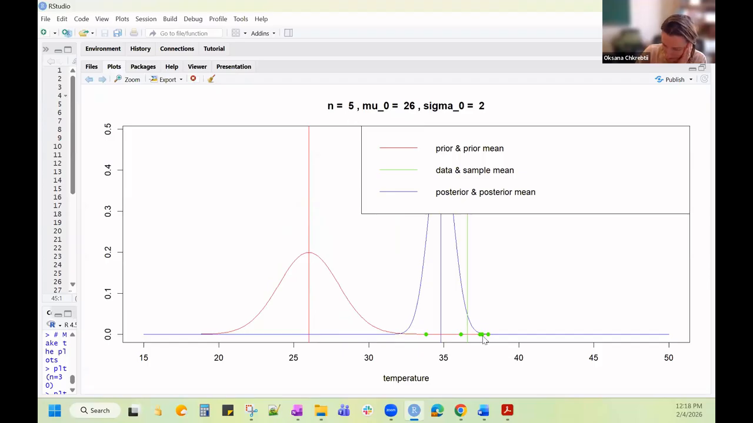Here are 5 data points from this temperature data. The sample mean here in green is now much closer to the posterior mean. So our inference now is weighting the data a lot more than it is weighing the prior. The prior here is purposely misspecified just to show you what's actually happening.